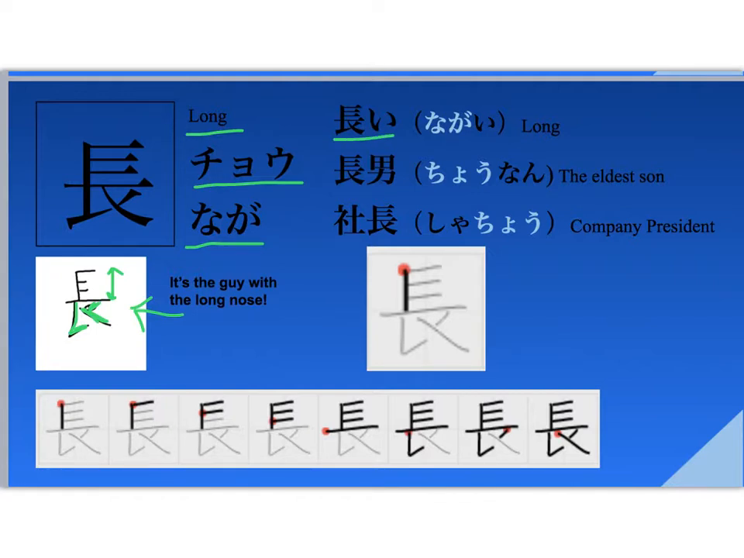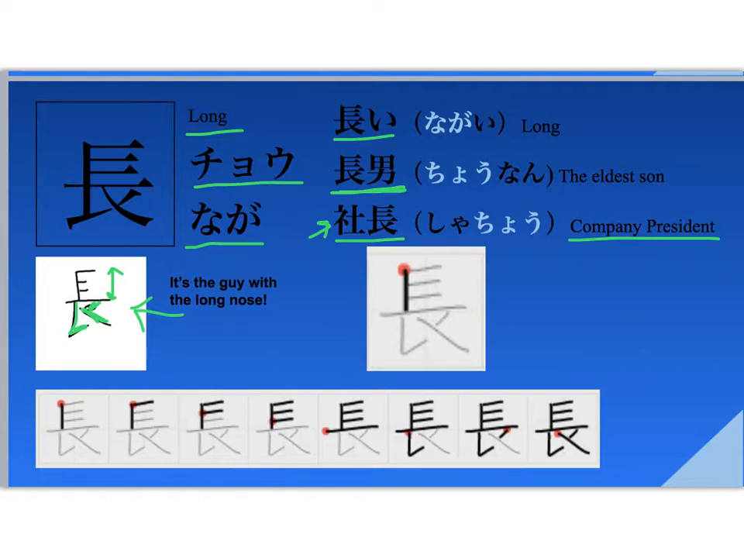It's read nagai. The oldest son is called the chonan. So here you have 2 onyomis for these 2 kanji put together. And then you have things like shacho, the person who has been at the company the longest, the company president.